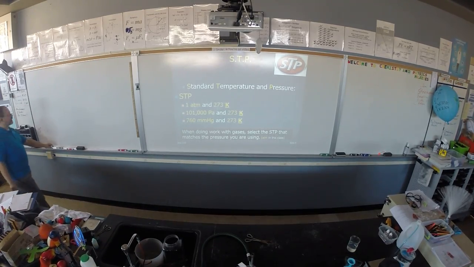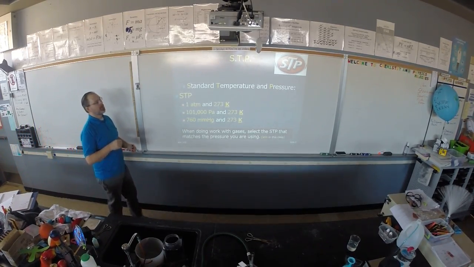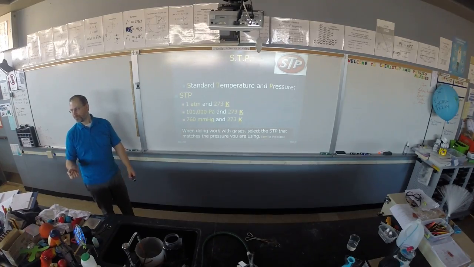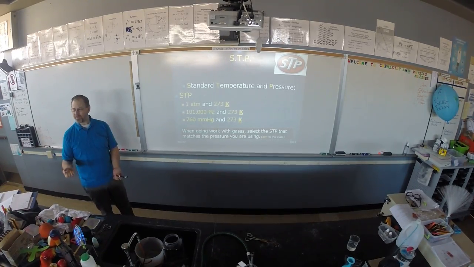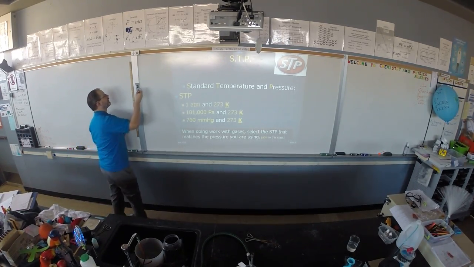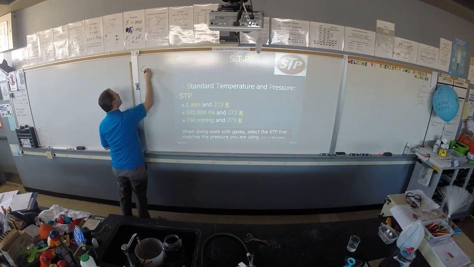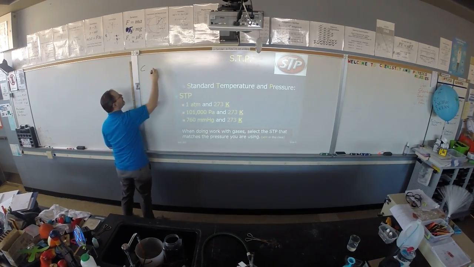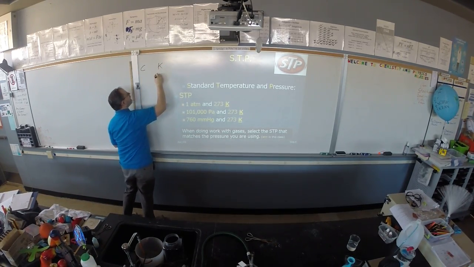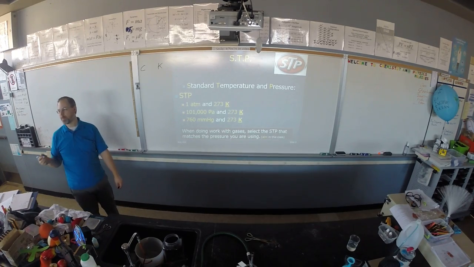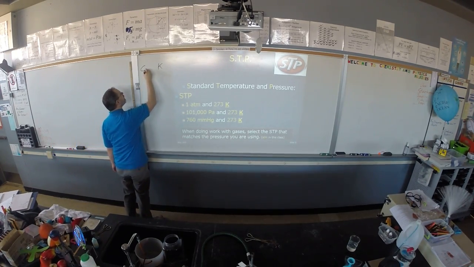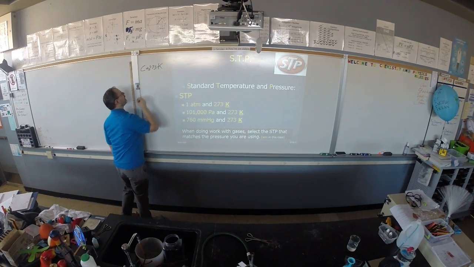Now, the important thing, we talked about this before, but the important thing we have to realize is when we're talking about temperature in gases, we have to use the Kelvin scale. The Celsius scale is not what the universe uses. The universe uses the Kelvin scale. The Celsius scale is just a convenient number that we came up with. But in order to turn our Celsius into Kelvin, we have to add 273.